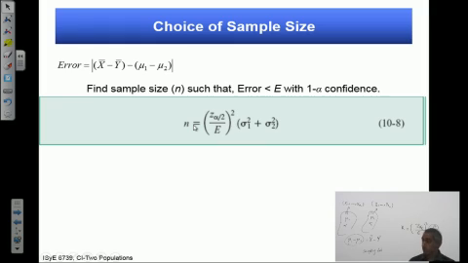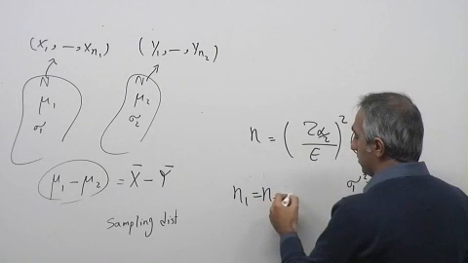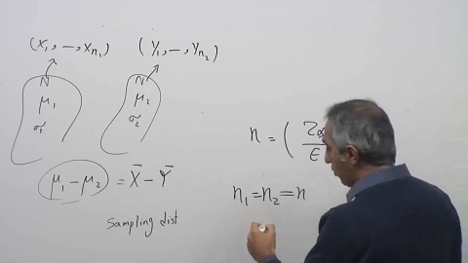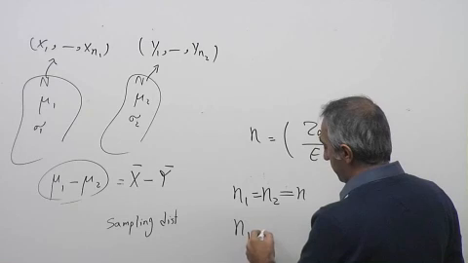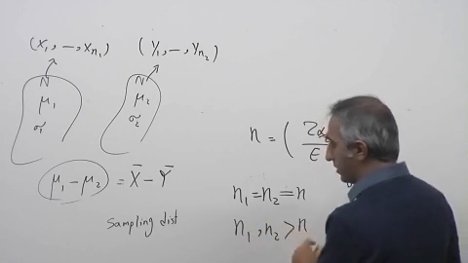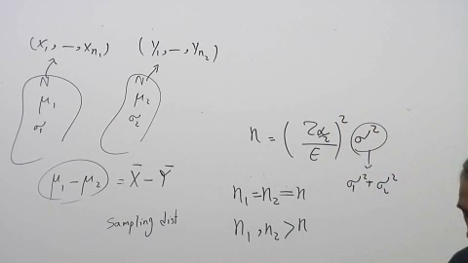And as you can see, it means, observe? Yes, exactly. So N1 equals N2 equal to N. Or I can say generally N1 and N2 should be greater than N. Okay? Both of them.